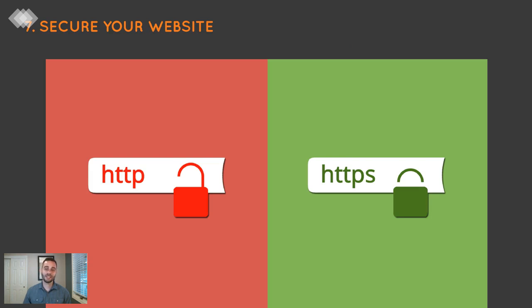Number 7, and this could very well be number 1, secure your website. This is a simple one that should take you 5 minutes to check. Go to your website today. If it starts with HTTP, you want to make sure that you get that secure. It's a really simple process. It's something that Aztec can help with. It's also something that many organizations can do on their own. But not only is this going to help you in search rankings, it's just going to provide a better user experience having a secure site for your visitors.